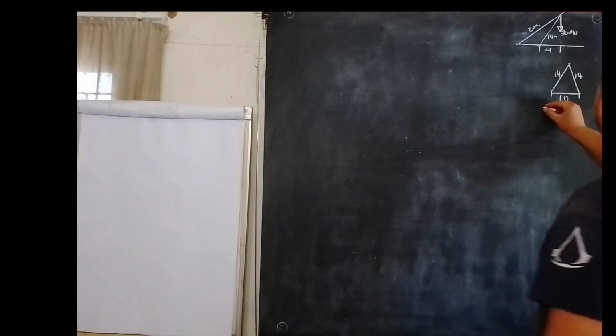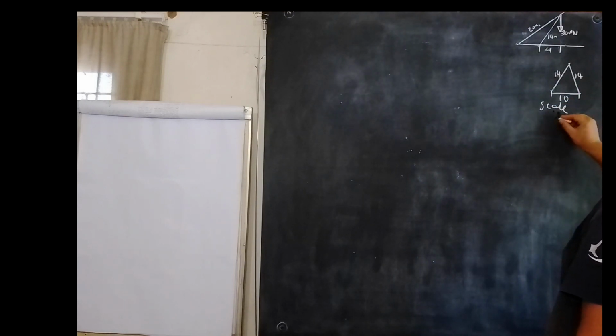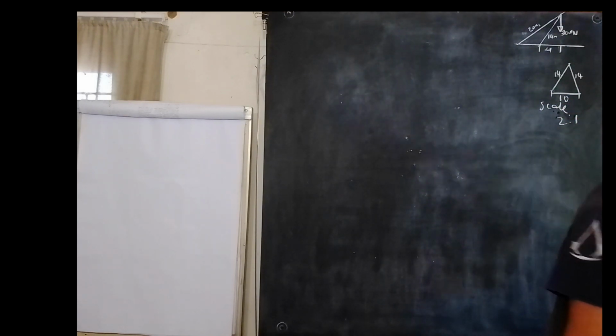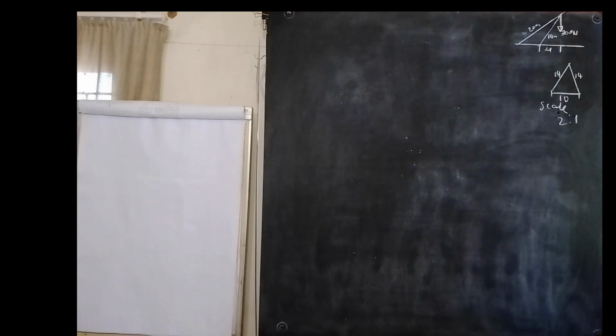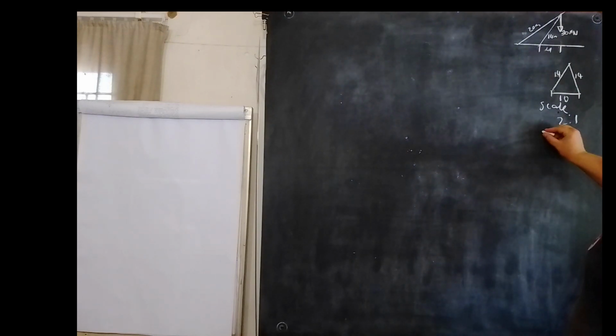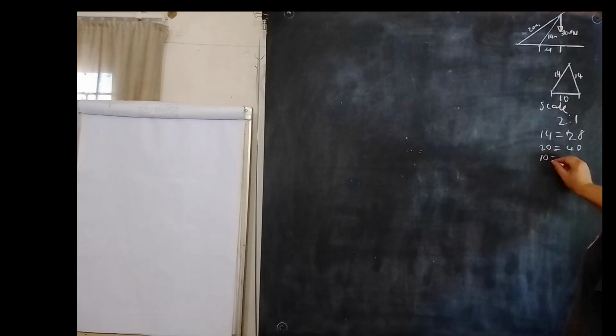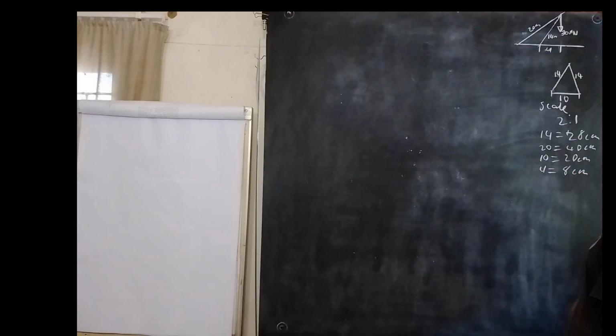Now let's write down our values. So our scale is 2-to-1. Our scale is 2-to-1, so 14 equals 28, 20 equals 40, 10 equals 20, centimeters, and 4 equals 8 centimeters.